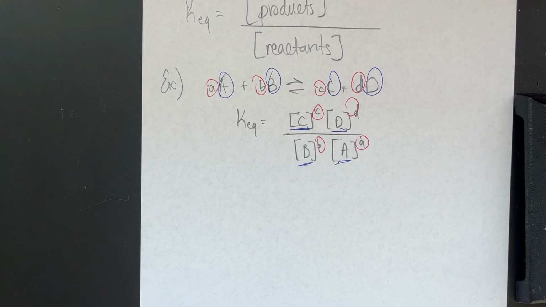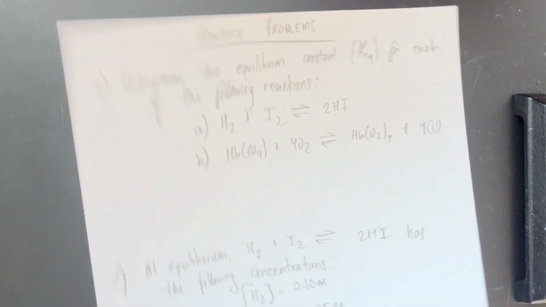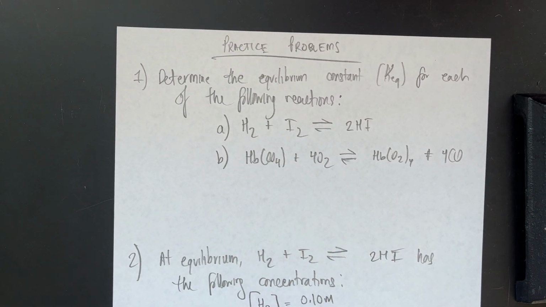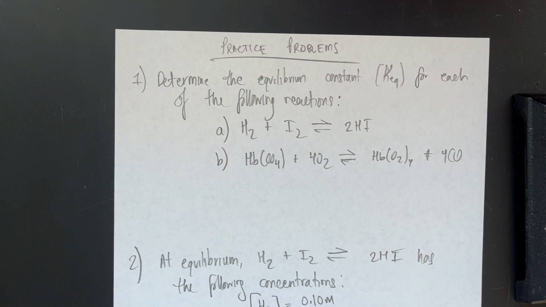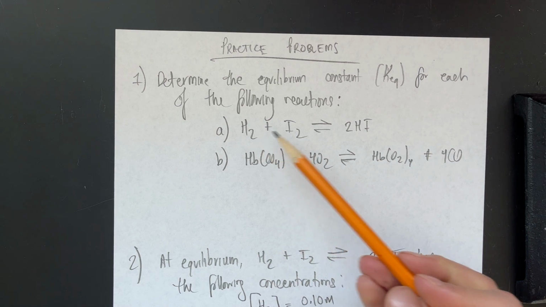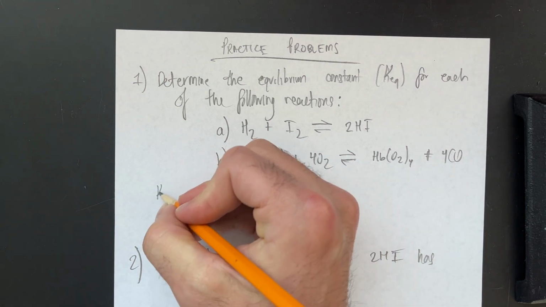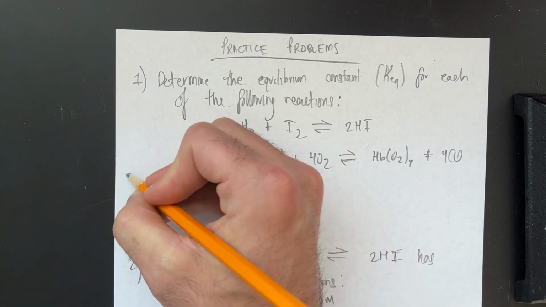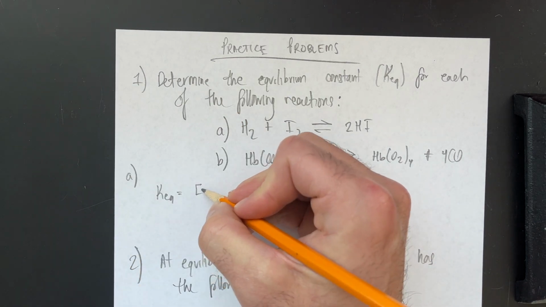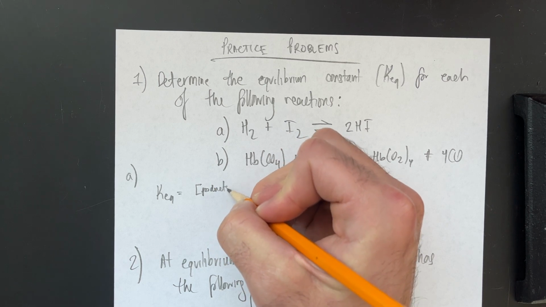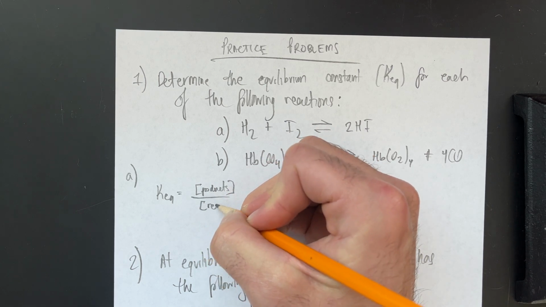And so now let's apply these theoretical ideas to a couple of practice problems. Number 1, determine the equilibrium constant KEQ for each of the following reactions. Say we have H2 plus I2, and that's in equilibrium with 2HI. What is the equilibrium constant for that? And then we have another one. We'll get into that in a second. So for this one, KEQ is going to be equal to the concentration of the products over the concentration of the reactants.